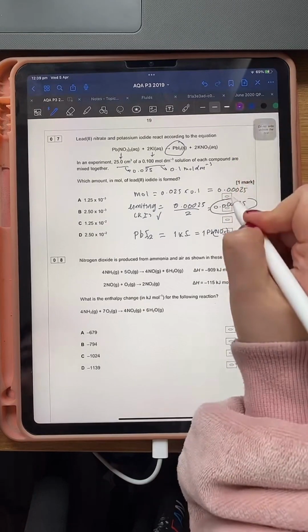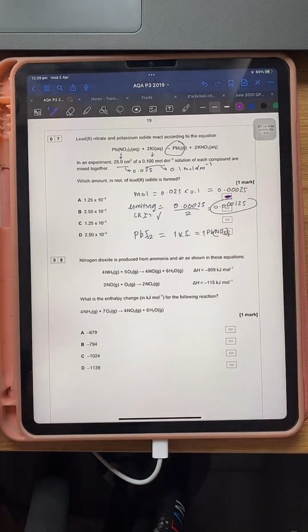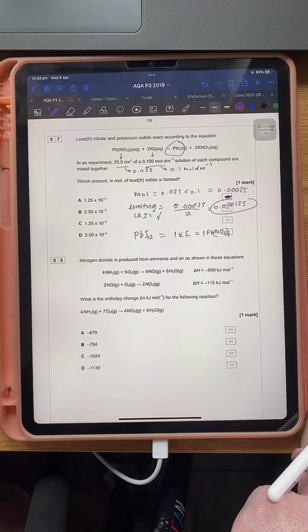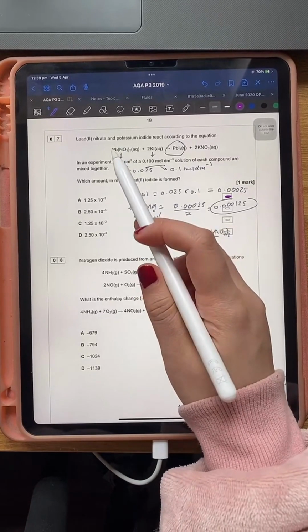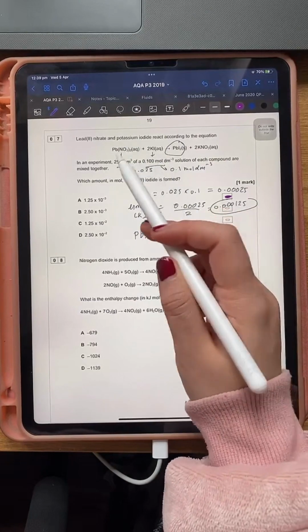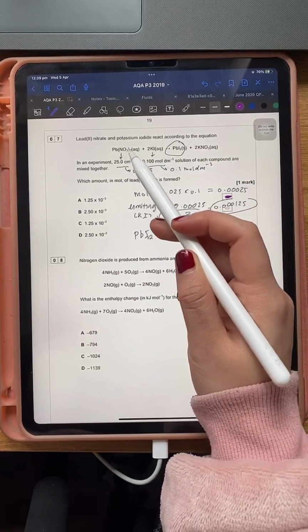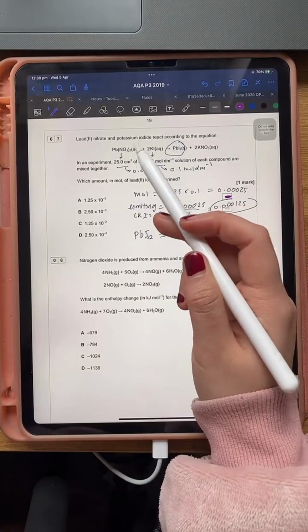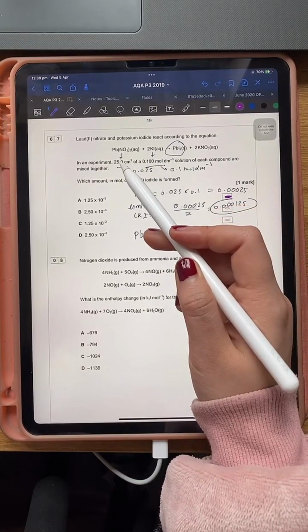How do you know when a question is about limiting reagent? We know it's limiting reagent when they give you anything about both of them. So if they give you masses for both, that's limiting reagent. If they give you concentration and volume for both, that's limiting reagent. So that's how you know.